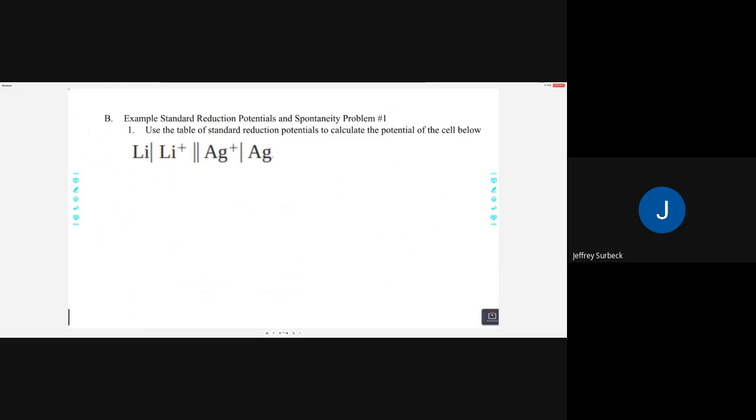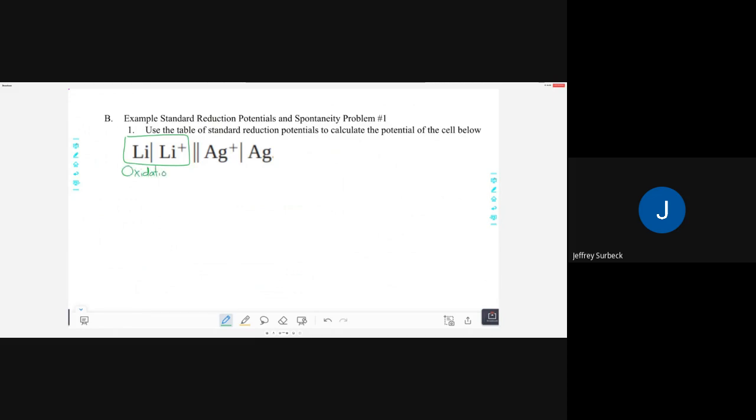I start out and I look at this. It says use the standard reduction potentials to calculate the overall cell potential. And so I am going to start with this. On the left-hand side, what did we just say? What type of reaction was this? Is this the reduction or the oxidation reaction? What? I heard it somewhere. Someone said it. Oxidation. Left-hand side in this notation is our oxidation.